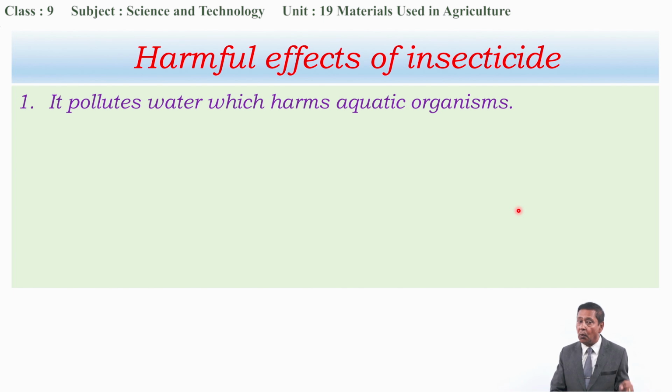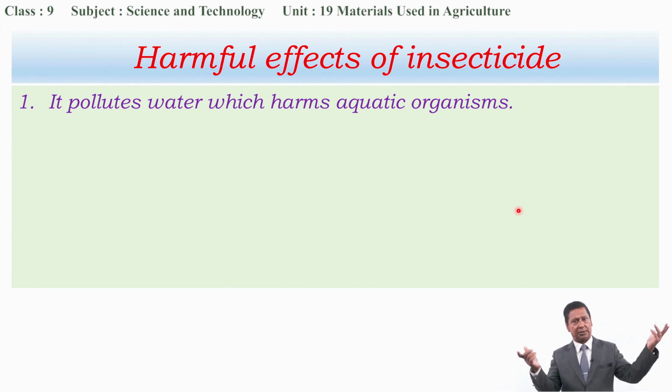It pollutes water, which harms aquatic organisms. If an excessive amount of insecticide is used in the field, then it flows in rainwater and reaches the pond and lake, and what happens? Aquatic organisms will be killed by this insecticide and the ecosystem of the pond and lake is destroyed.